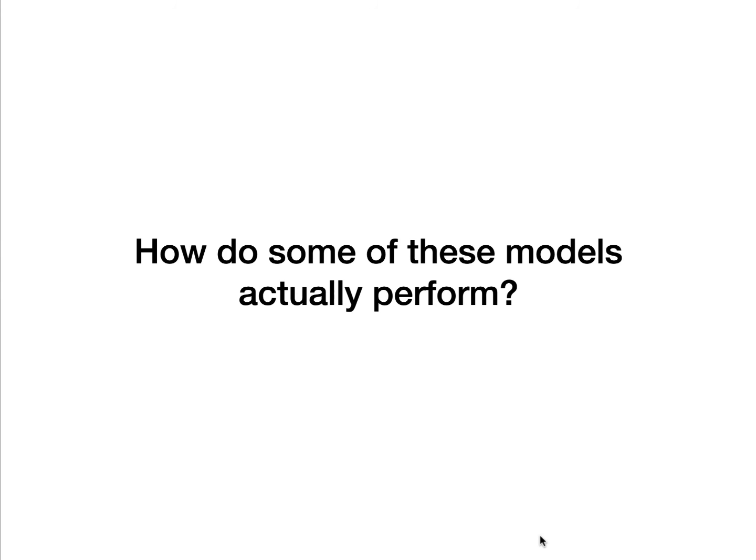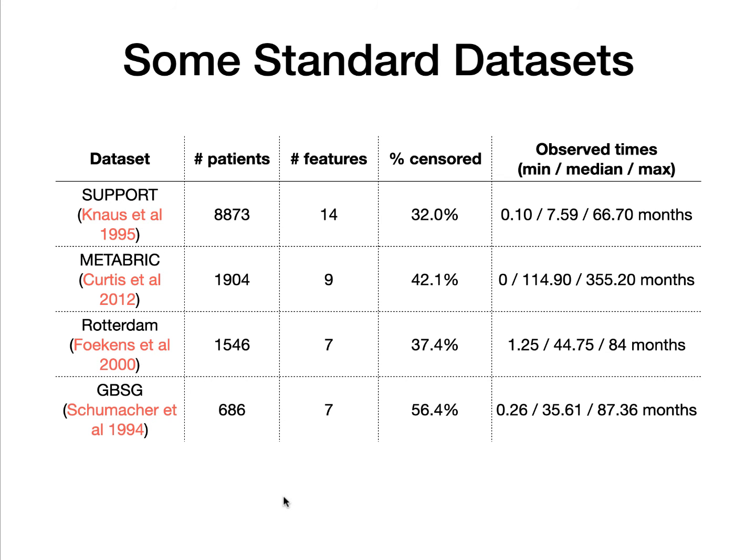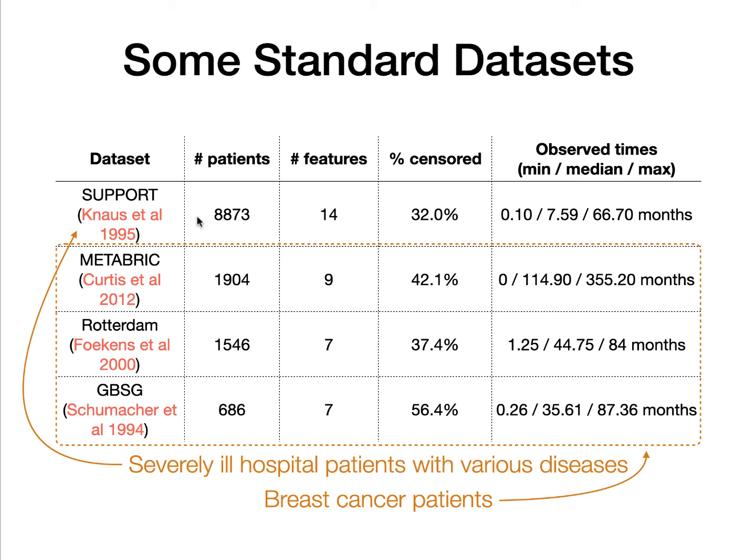So one question you might have is, how do these models actually perform in practice? And so I'll show you some experimental results on just a few of these models. I'll show you the results on some standard healthcare data sets. Okay, so here we have 4 data sets commonly used. One is on severely ill hospital patients that have a variety of diseases, whereas these data sets down here are all on breast cancer patients.